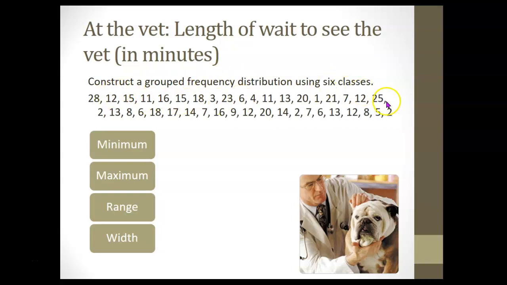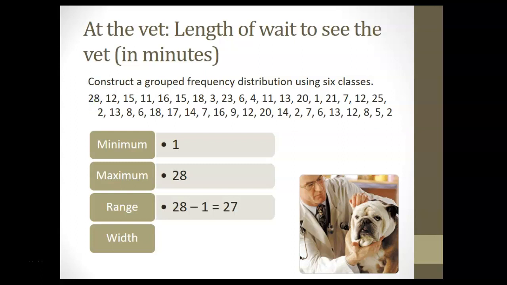So can you see what the minimum is? What's the lowest of all these numbers? Oh, there's a 1. That would be the minimum. And what's the maximum? Well, it looks like the biggest number on the list is 28. So then the range would be 28 minus 1, which is 27. And then the width of each class would be 27, the range, divided by 6, the number of classes, which gives us 4.5, but then we bump that up to the next higher whole number, which is 5.